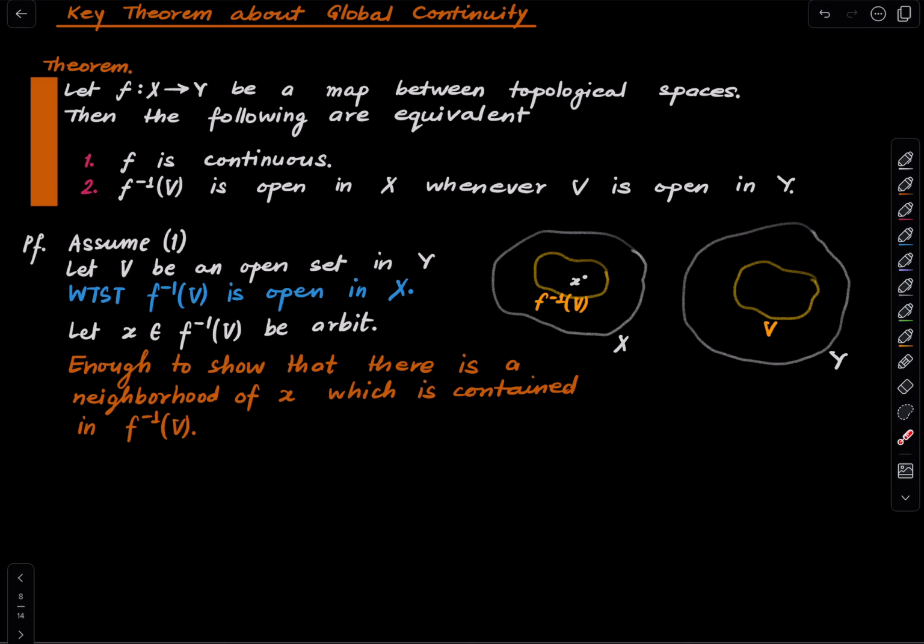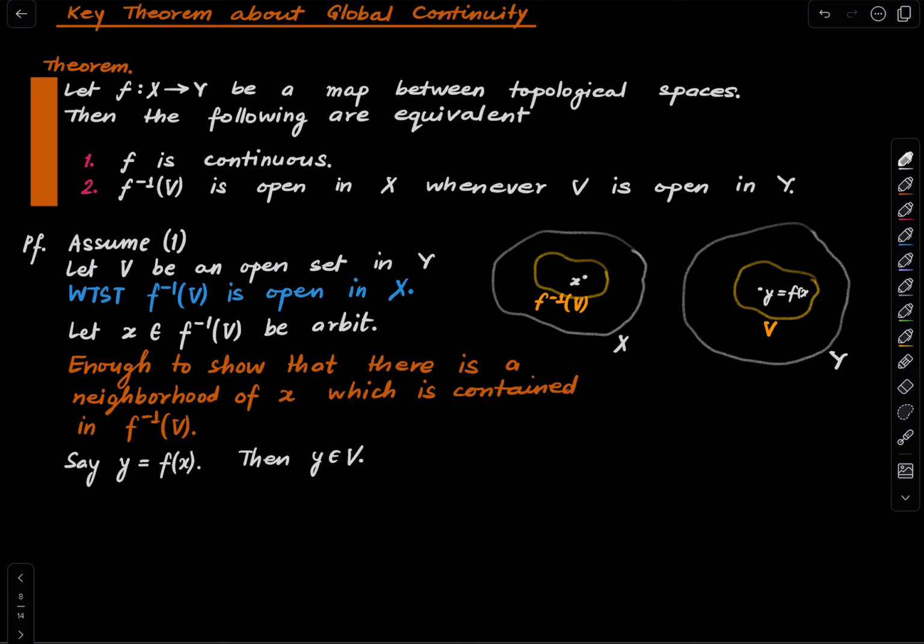So how do we do this? Let's say y equals f of x. Then of course, y is in V. Why is that? Because you choose something in f inverse V and hit it by f, you will land inside V by definition of f inverse V. Okay, and now V is a neighborhood of y. So here we have your y. V now is a neighborhood of y. And y, remember, is f of x.